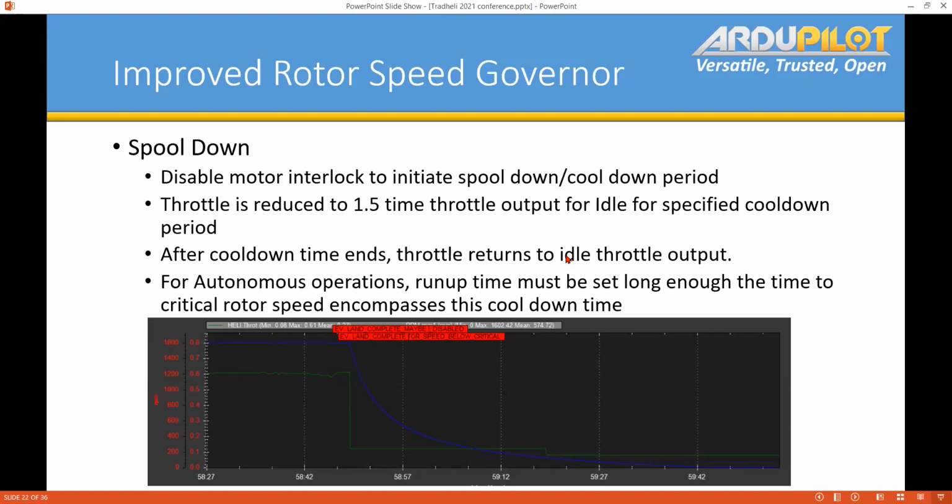What I really want to do with this is, when you have an RPM, make the spool up and shut down dependent on the rotor speed rather than the timers that we use right now in the rotor speed governor, or the rotor speed controller. And so you can see that it spools down. You can see the idle of 1.5 times during the cool down period here, and then it finally goes down to the idle output.